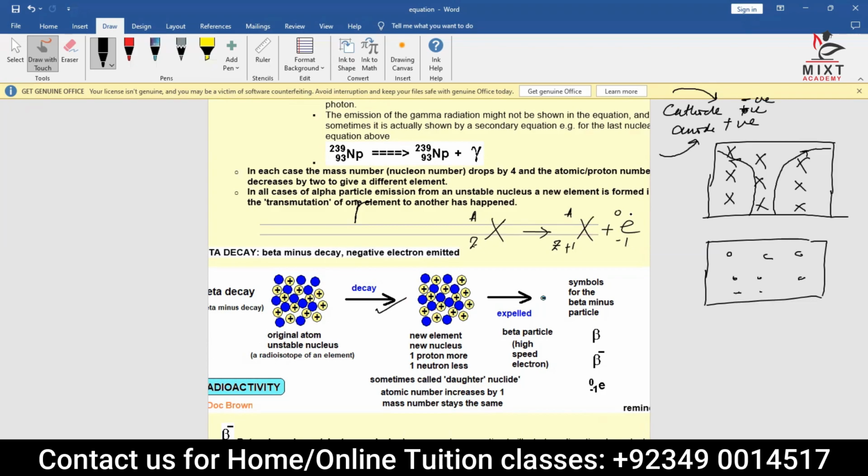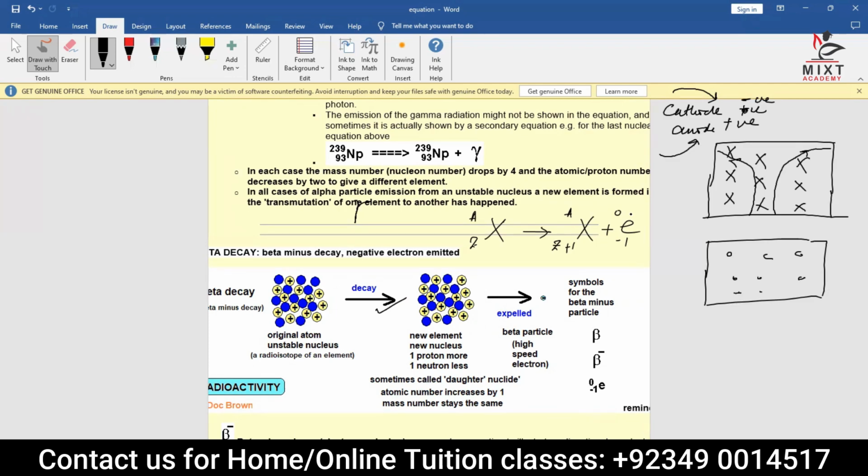So when beta is decayed, technically speaking, your atomic number is increased by 1. The reason is very simple. One neutron actually converted into proton due to beta decay. So basically, when neutron becomes proton, the protons are increased by 1, but as a nucleon number, sum of proton plus sum of neutron will remain the same. That is the reason A value doesn't change, but proton value increases.